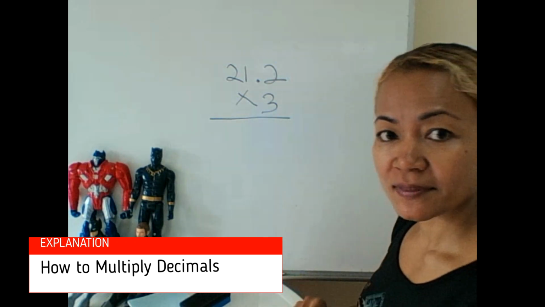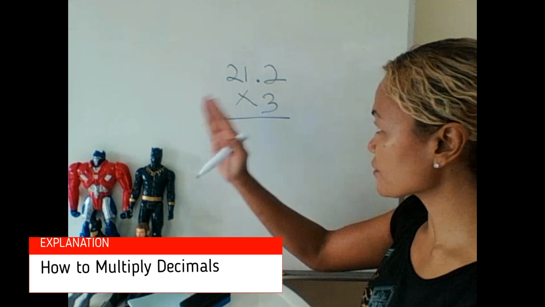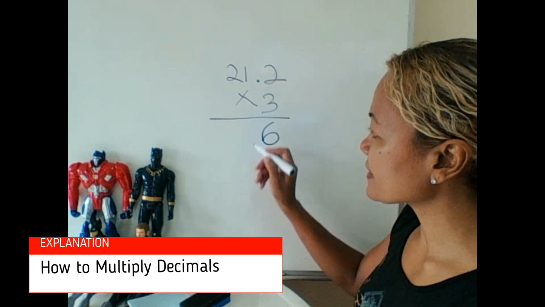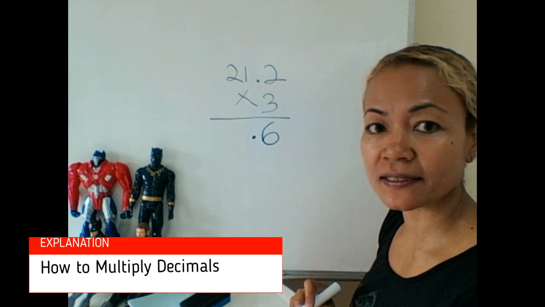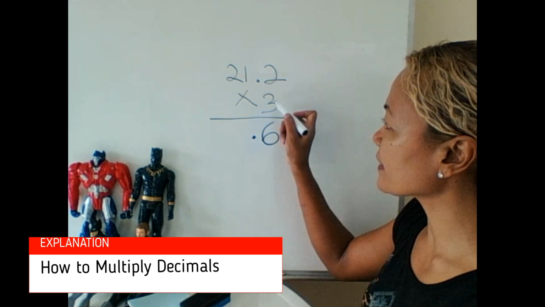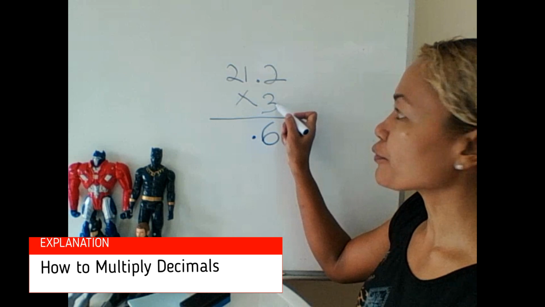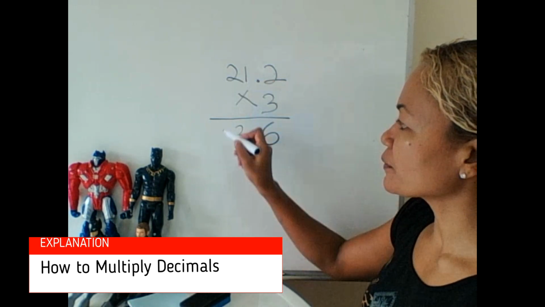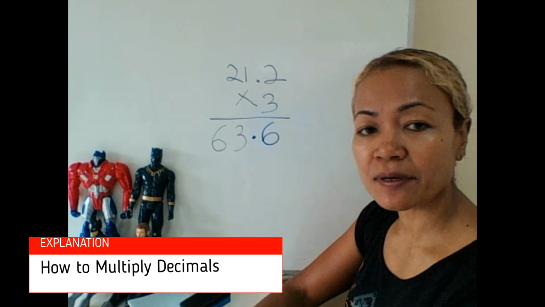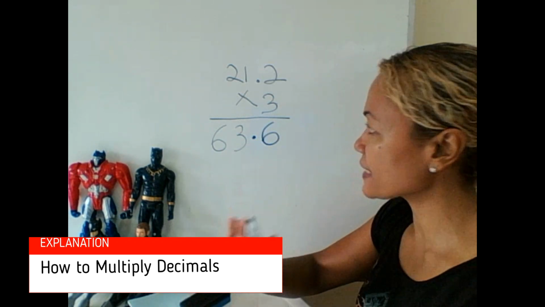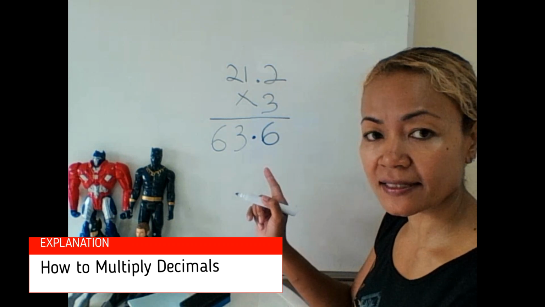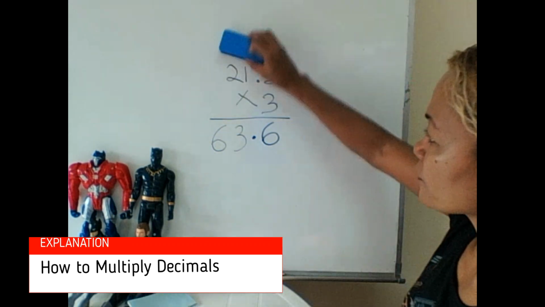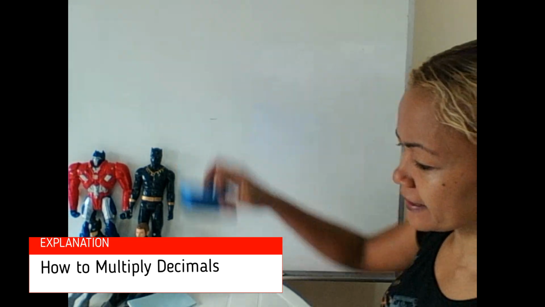3 times 2 is the first thing. You work from the right to the left. 2 times 3 is 6. Then because there's a decimal place there, you put the decimal point there, then you move on to the next one. 3 times 1, that's 3, and 3 times 2, that's 6. This example has no carry forward, nothing, so it's nice and straightforward, and that's the answer right there, 63.6.